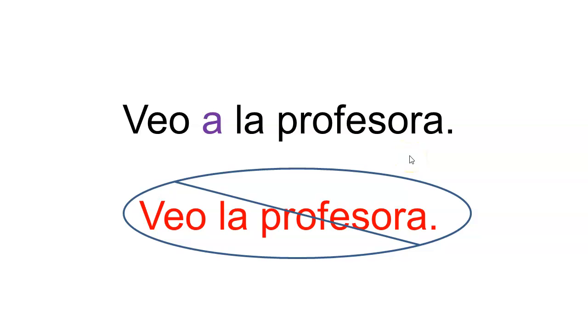Why? If you're learning Spanish and you understand the meaning, veo a la profesora, you might ask, why do we use this little a? Well, it's there because there's this rule that says if your direct object, meaning with the verb ver, if what you see is not a what but a who, then you have to throw in the a. So veo a la profesora.